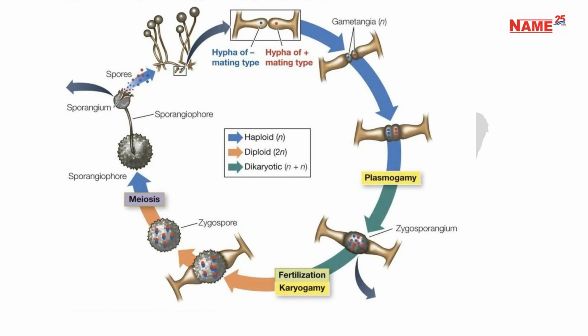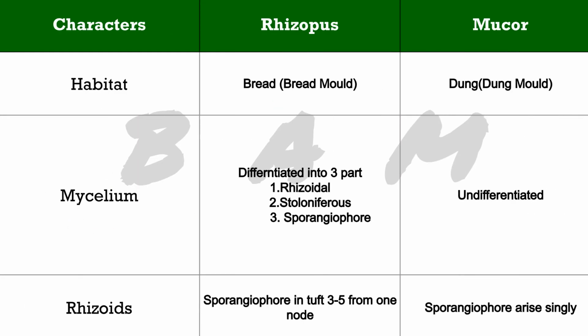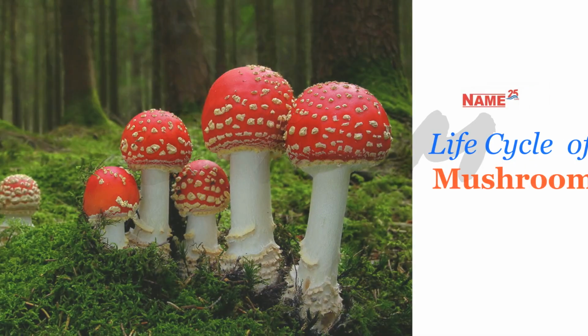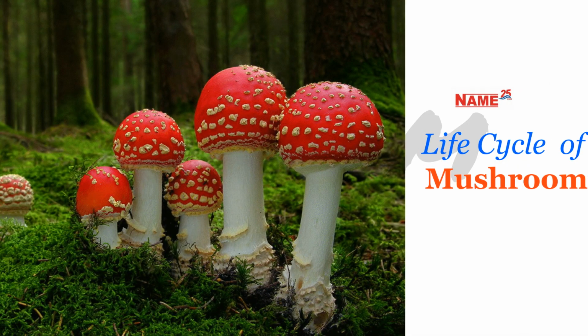We now see a comprehensive diagram of the life cycle of Mucor. This image further emphasizes the detailed stages of the Mucor life cycle. Here is a cross-section of the Mucor fungus, showcasing its internal structures. Finally, we examine the complete life cycle of a mushroom, a common example of Basidiomycetes.